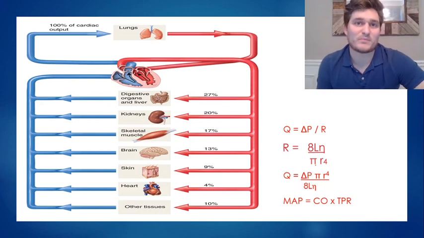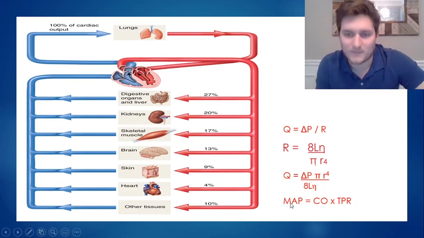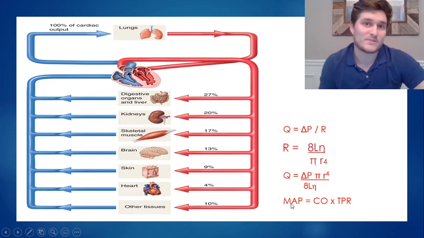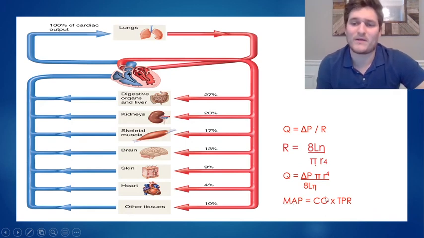Many times blood flow is going to be dictated by what's called mean arterial pressure, or the average pressure across the arterial circulation. And that's going to be dictated by the blood flow or the cardiac output, how much blood is being ejected from the heart, multiplied by what's called the total peripheral resistance.